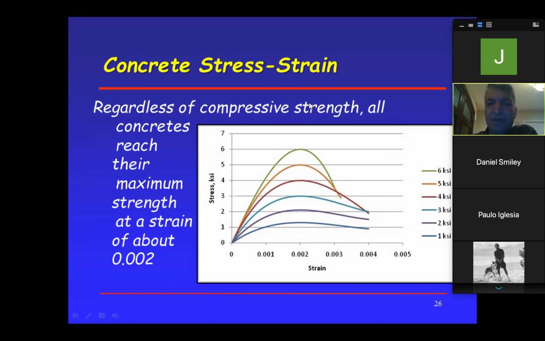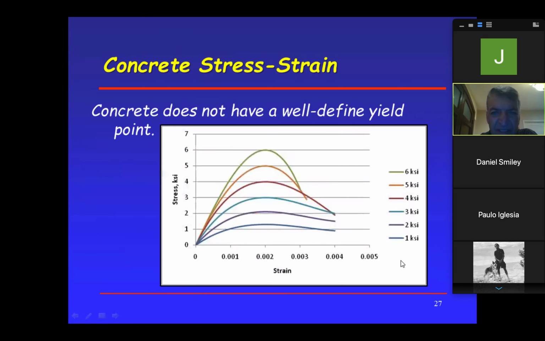Regardless of compressive strength, all concrete reaches its maximum strength at a strain of 0.002. See that? Right there. And I told you, I've seen it in my lab. That is always the case. It's a material characteristic. Look at this guy here, the 3000, the 4000, they're all the same, 0.002. And I think we're going to see more of that later.